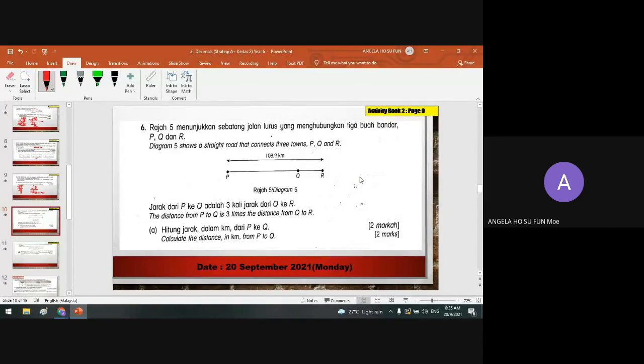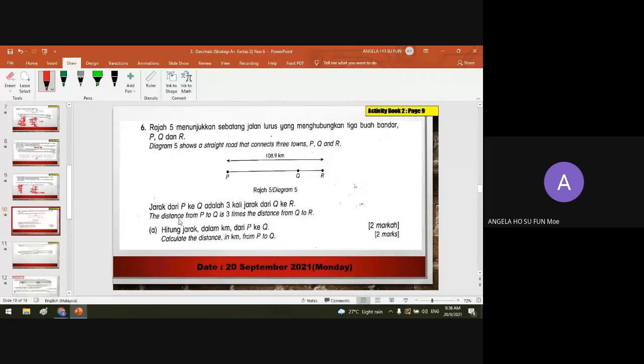A bit challenging. You need to think about what this situation actually is. Here in the diagram, there are 3 towns: P, Q, and R. Diagram 5 shows a straight road that connects the 3 towns P, Q, R. The information given is that if you are driving from P to R, the distance is 108.9 kilometers.